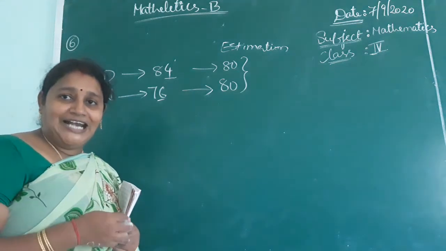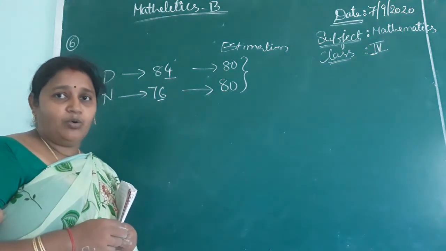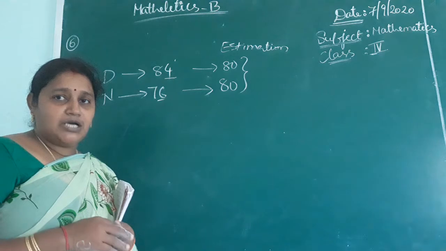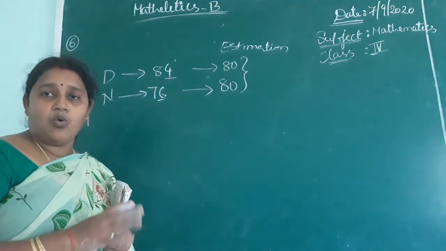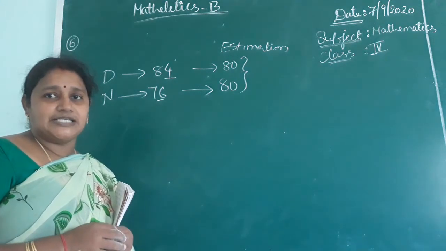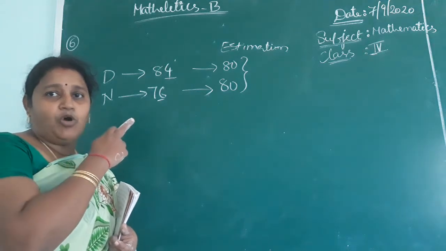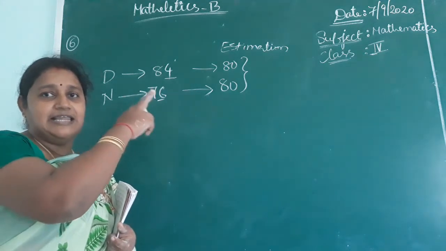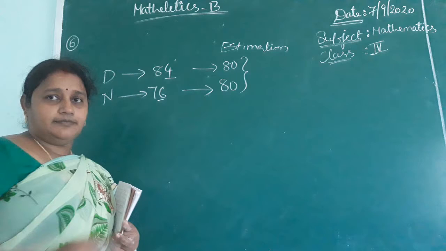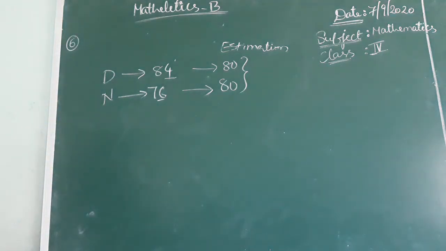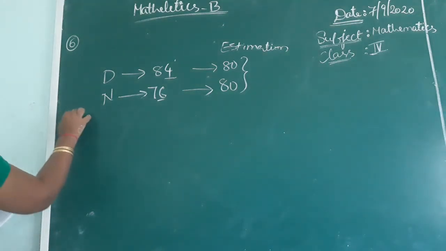Okay, if you got 18 marks, can we give it 20? No, it's not possible. Whatever marks you get, you can write. We should not round the marks for any students. So the step that the teacher has taken in this was wrong. Both were rounded to 80, but there were 8 marks difference between the two. Next.